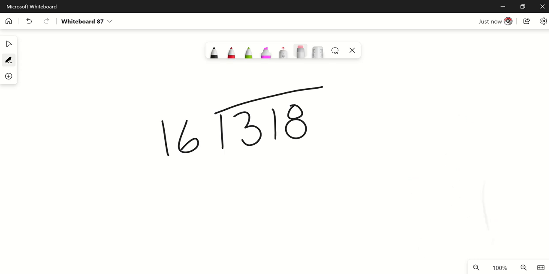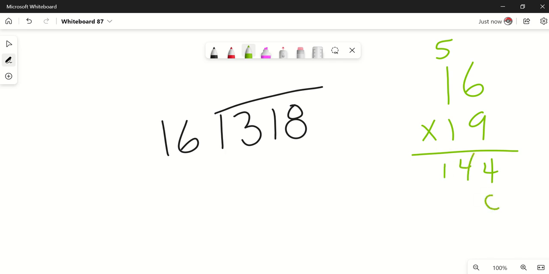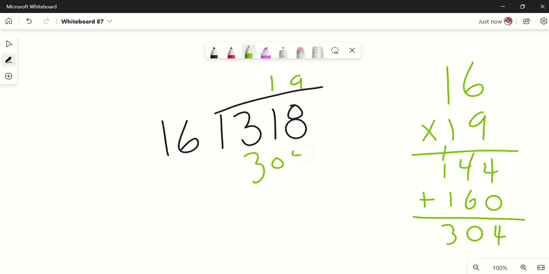It will go in 19 times. So I'm going to do 16 times 19. 9 times 6 I know is 54. 9 times 1 is 9, plus the 5 is 14. Placeholder 0. I'm going to ignore this 5 I carried over earlier, or I can just erase it. 1 times 6 is 6. 1 times 1 is 1. When I add these together, I will get 304. So it'll go in 19 times, and it will be 304. I just realized that I did something goofy.